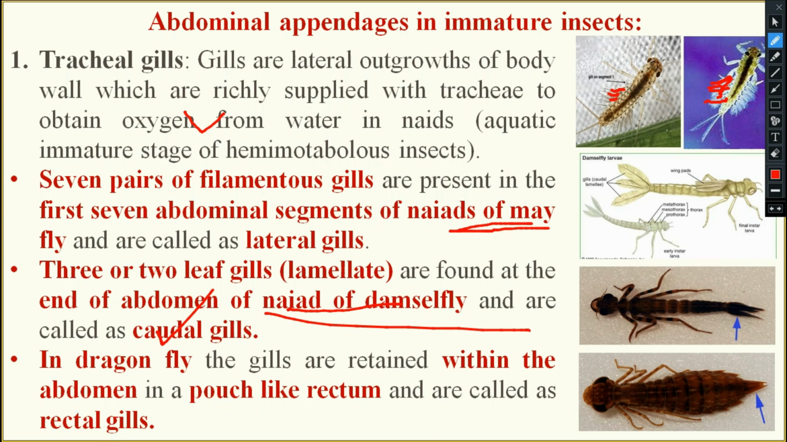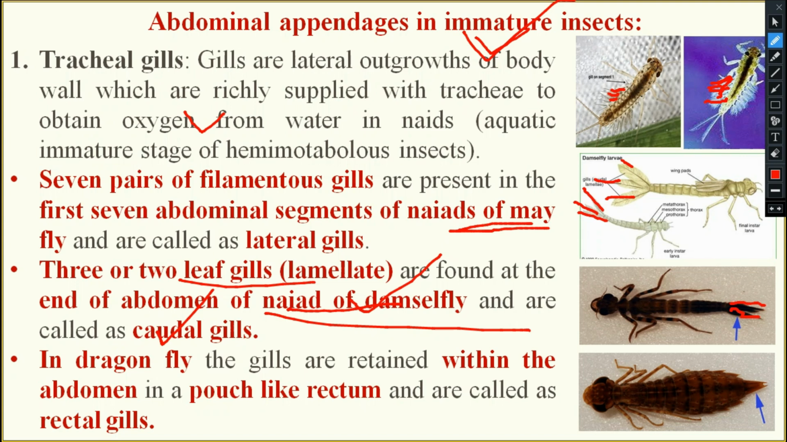Odonata, sir. Good. Three or two leaf-like gills are there here. Can you see the leaf-like structure at the abdominal end? Yes or no? This is a real insect. Three leaf-like structures are there. That is known as what? Caudal gills, found at the end of the abdomen of naiads of damselfly. Naiad means immature stages of damselfly.